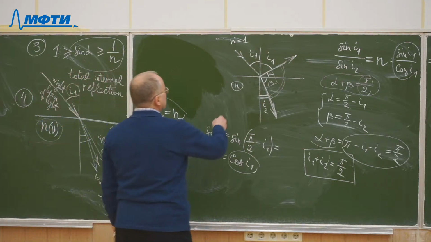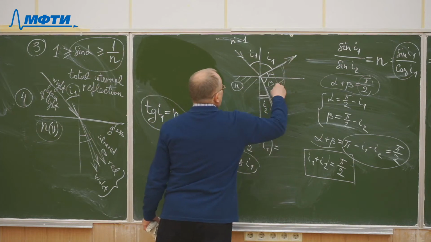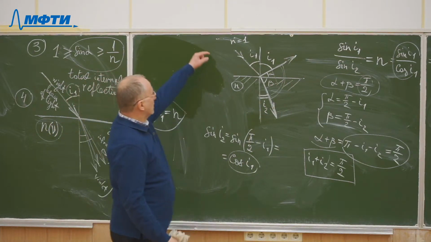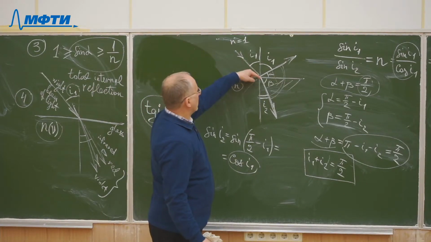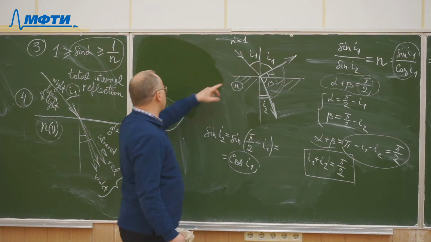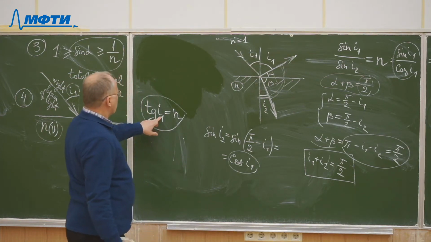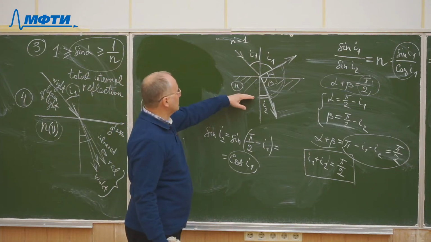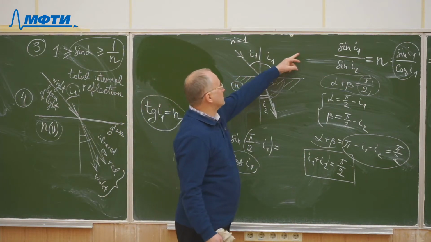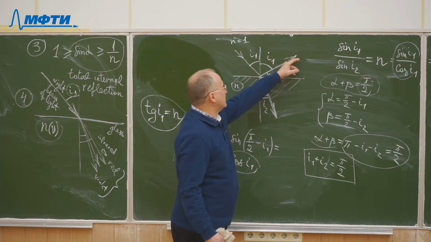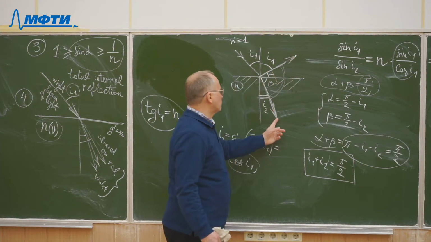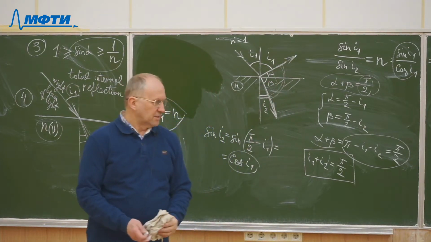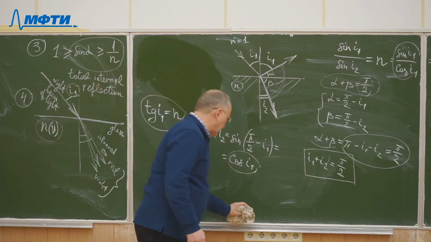The refractive index of this medium. If we direct the light beam at such an angle of incidence, the tangent of this angle equals the refractive index of the second medium, then the reflected beam of light will propagate at 90 degrees to the refracted beam of light. This angle will turn out to be 90 degrees.